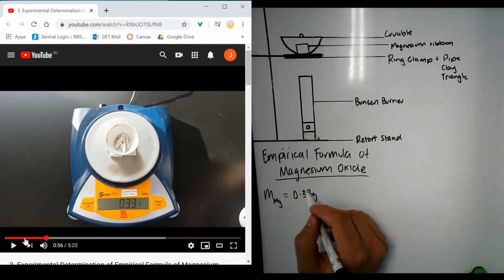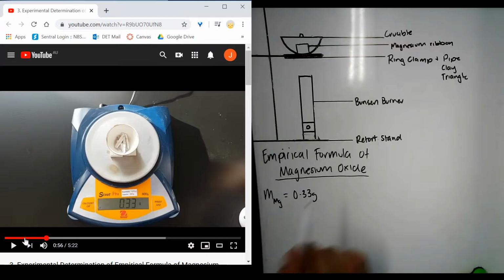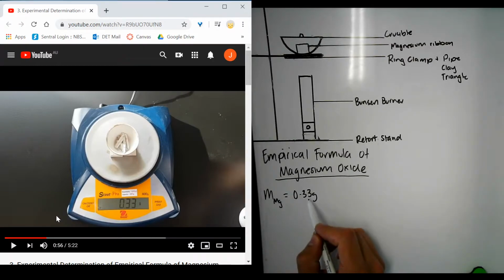Notice that our scale is limited to two decimal places here. It can only measure to probably plus or minus half of the last significant figure. So it's 0.335 or 0.325, you can assume.